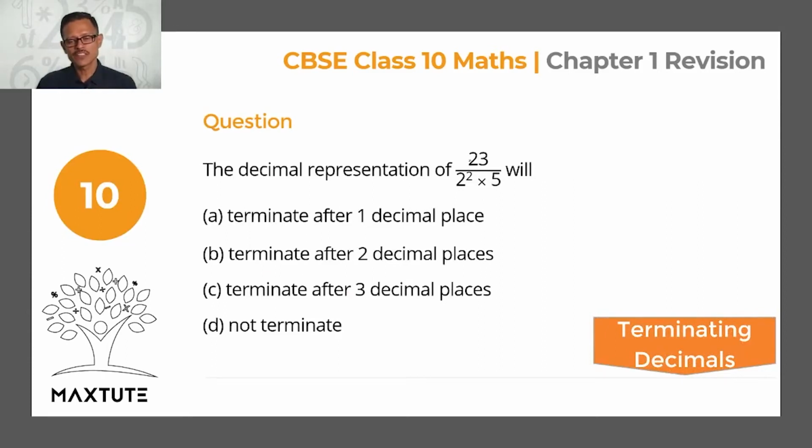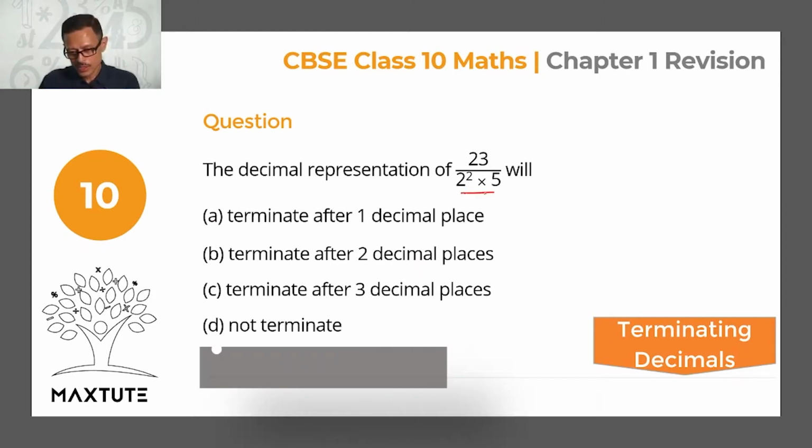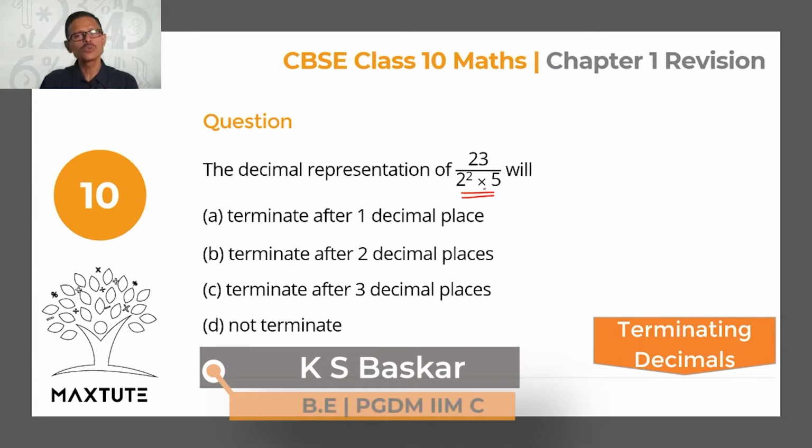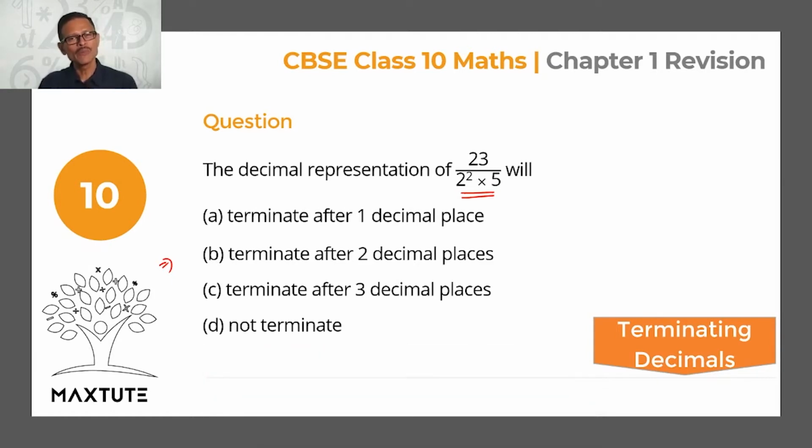The decimal representation of this number will terminate after how many decimal places? They've asked this. Look at the denominator: it comprises only 2's and 5's, which means it's certainly going to be a terminating decimal, no doubt at all. To find out how many decimal places it will terminate with, the way to go about it is basically to take this denominator and ensure that the powers of 2 and 5 are the same.